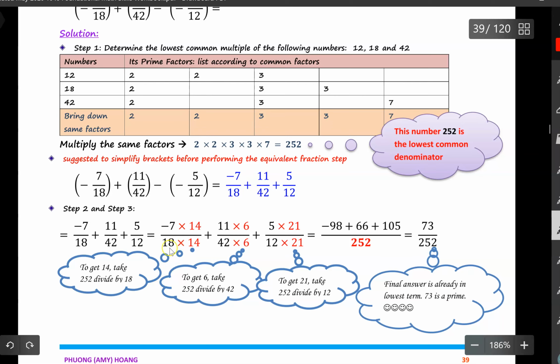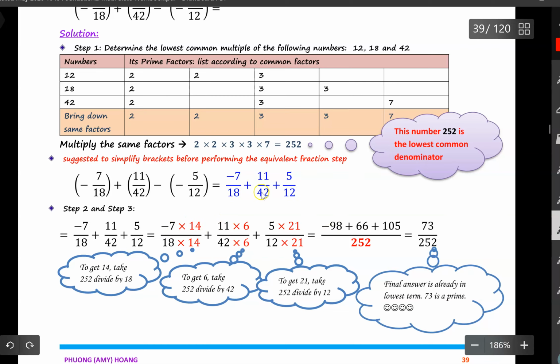Okay, so 18 here, and I times it with 14 again. I found 14 because I just take 252 divided by 18. So then you end up with 14. So if you take 14 times 18, you will get 252. You see, it's more like an automatic trick that I would like to show everyone. Then you take that 14, you multiply both of these, you know that this will turn into 252, and 14 times negative 7 gives you negative 98.